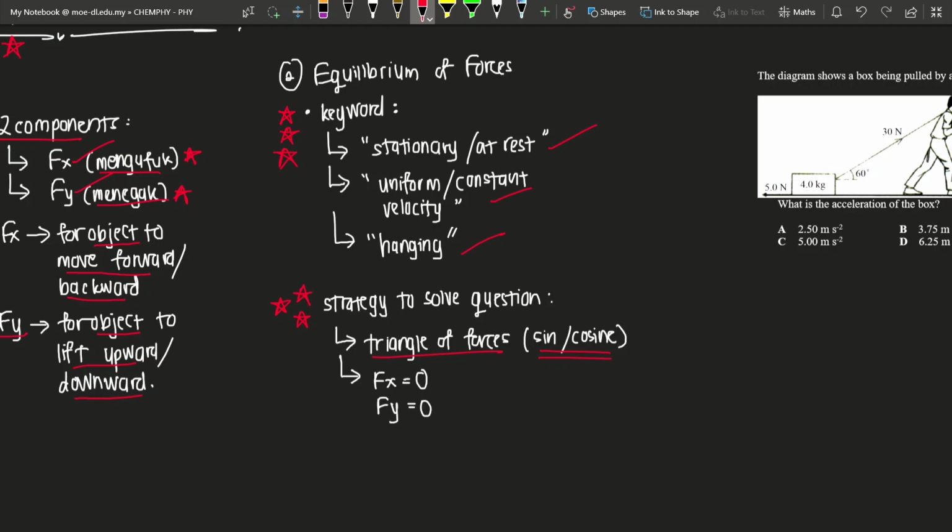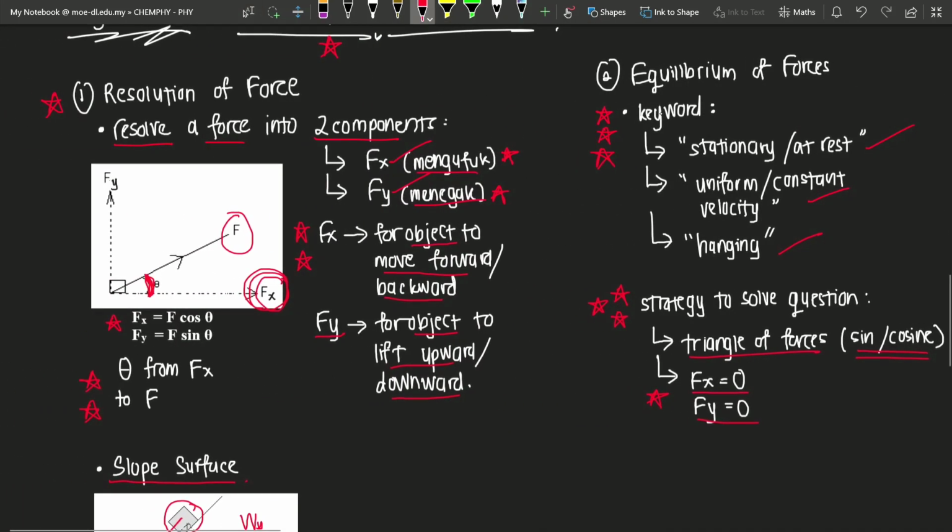Atau kalau you guys tak nak guna segitiga daya, you guys can apply this concept. Your Fx equal to 0, your Fy will also equal to 0. Fx dengan Fy ni is a force that we have already resolved. Daya yang kita dah leraikan, and then you guys akan total sama dengan kosong. Nanti kita akan tengok soalan yang apply equilibrium of forces dengan leraian daya. So you guys must know that these two subtopics are actually related to each other. Resolution of forces and equilibrium of forces. You guys must really understand the concept first, and then you guys must go through some questions to improve your understanding.